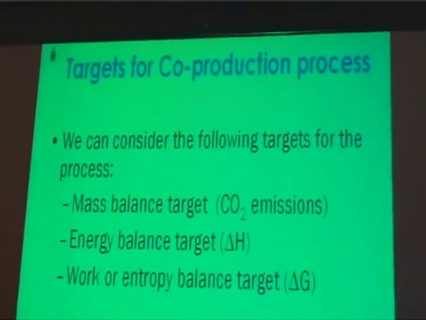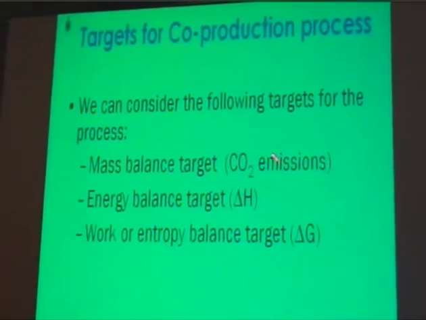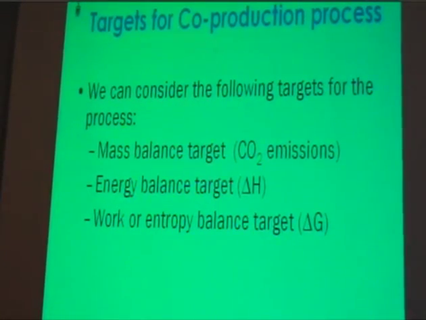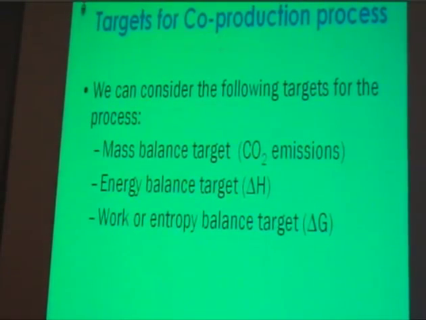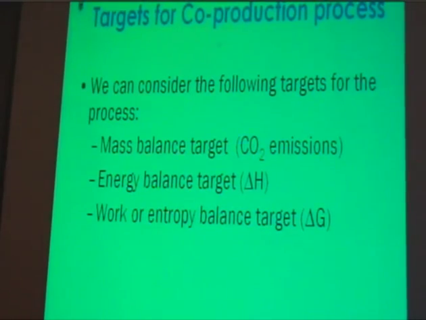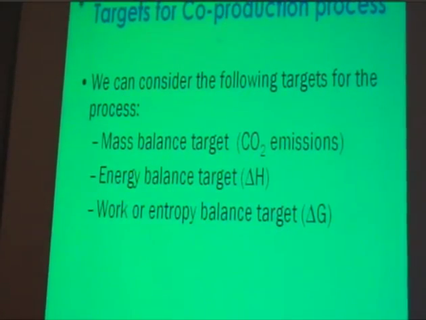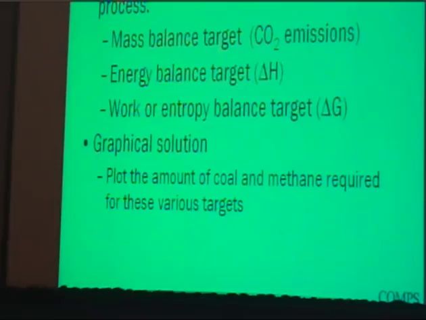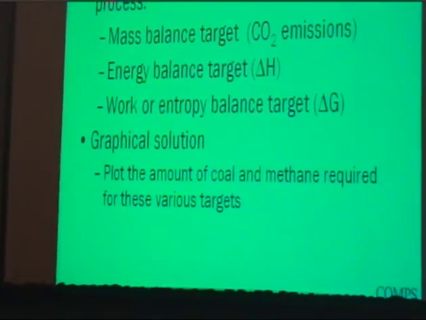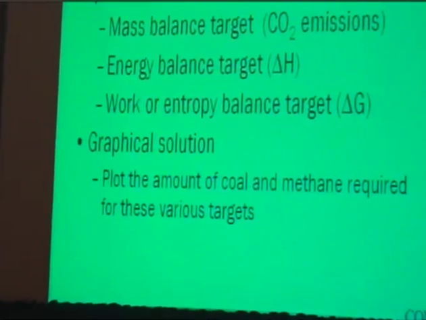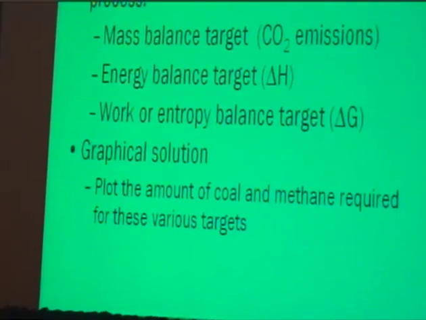So, the 3 balances we consider are the mass balance, and the mass target we're going to set is on our CO2 emissions. We can look at the energy balance in terms of the enthalpy of our process, and the work or entropy balance looks at the delta G of our overall process. Now, these numbers and equations become very messy, so I'm going to present the next set of results, a set of graphical techniques and graphical results that come out.